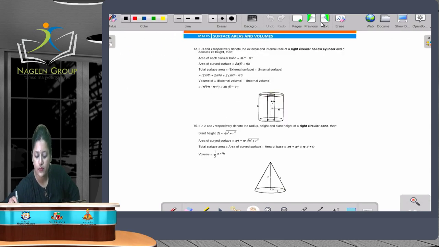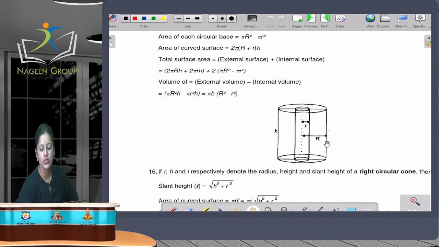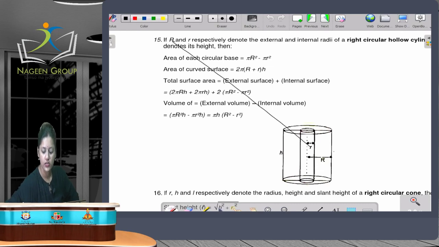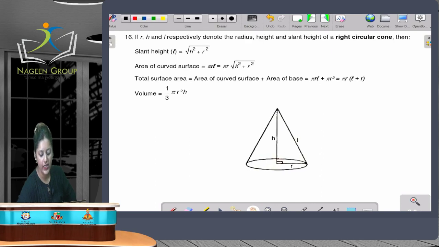Now we study the cone. We don't have to study this one, it is not in our syllabus. Now about the cone: if R, H and L respectively denote the radius, height and slant height of a right circular cone, then by Pythagoras theorem, L is the under root of H square plus R square.